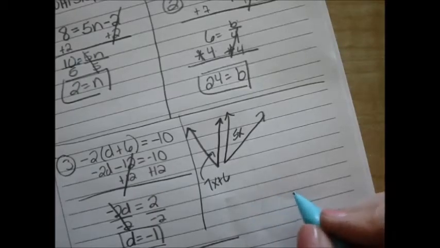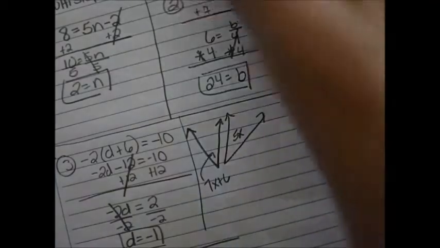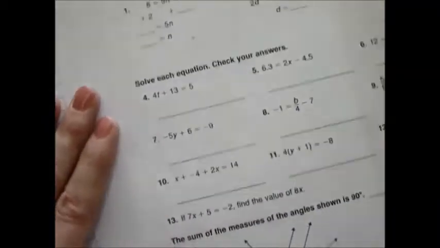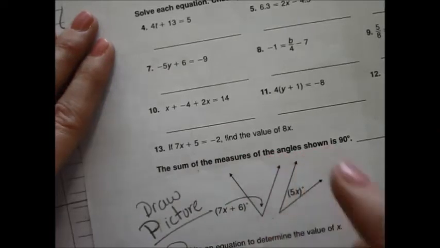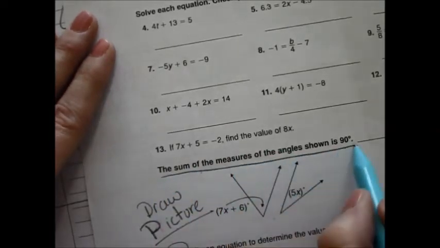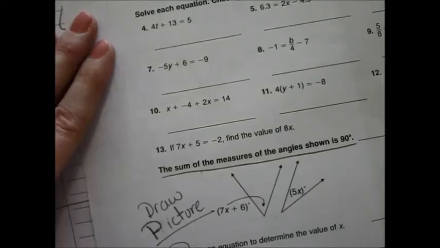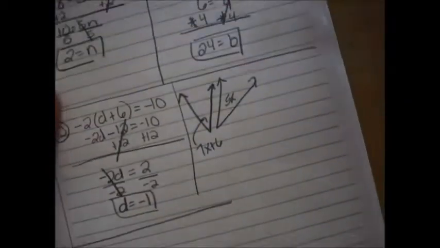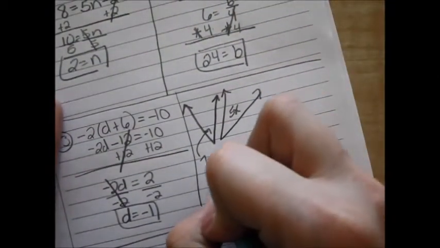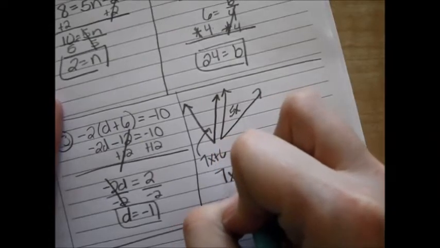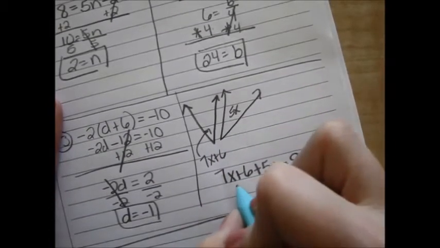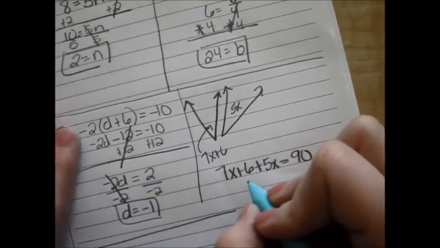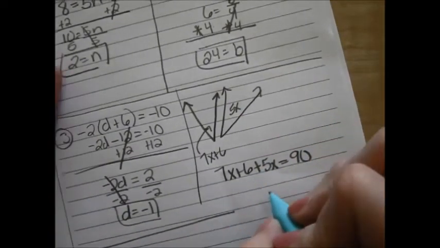Now, in the directions, it actually tells us that the sum of these two angles equals 90 degrees. The sum of the measures of the angles shown is 90 degrees. Those are our directions here. So that means I'm going to take 7x plus 6 plus 5x equals 90, and that'll be my equation. So that's the first step of it, asking us to find an equation to solve for x. Then by solving this, I can actually find the value of x.